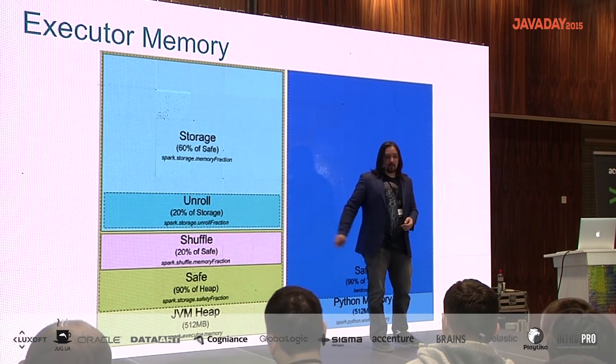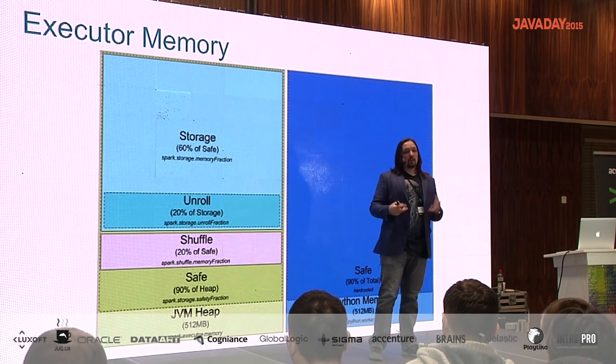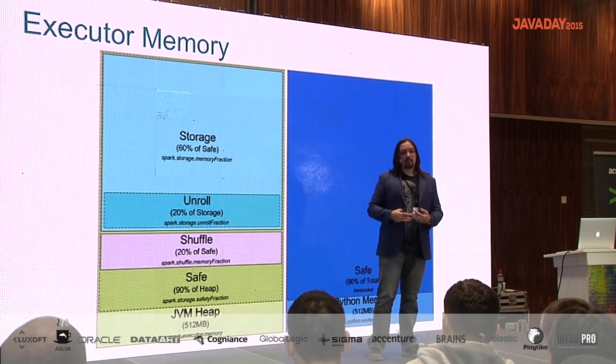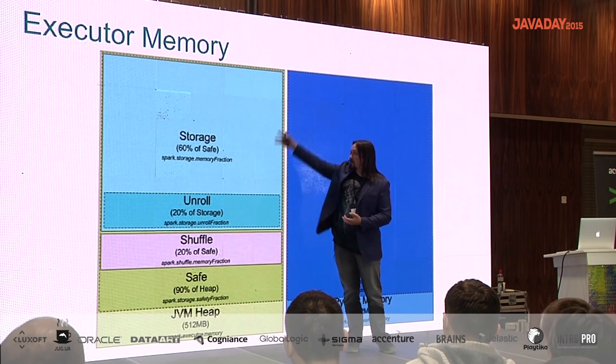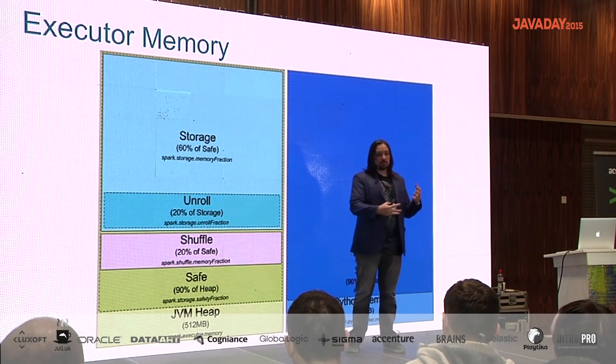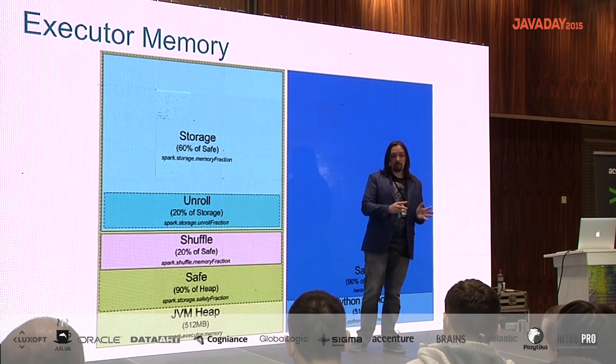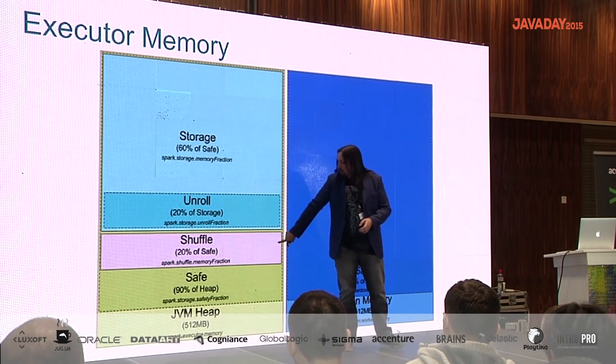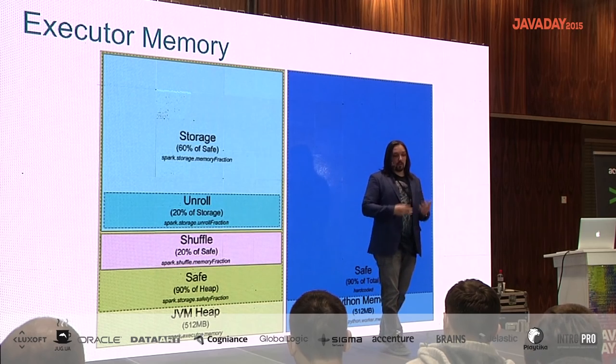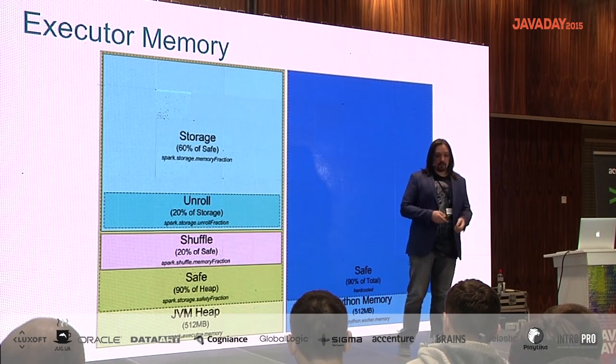So shuffle is the place where you store the sorted data, because you need to have a buffer. This is the storage, and to sort the data and partition the data, you need to have some memory buffer, and this is the amount of memory you can use for storing intermediate sorting data.